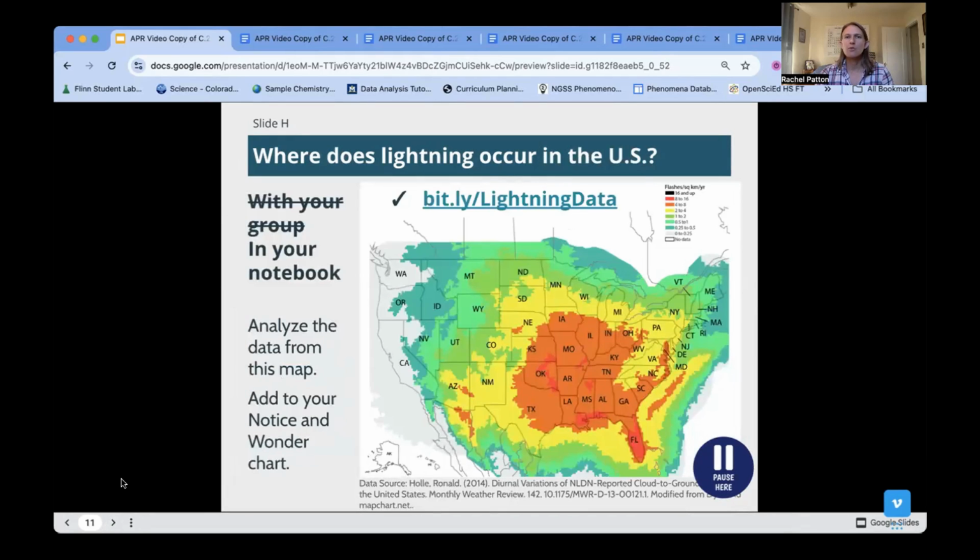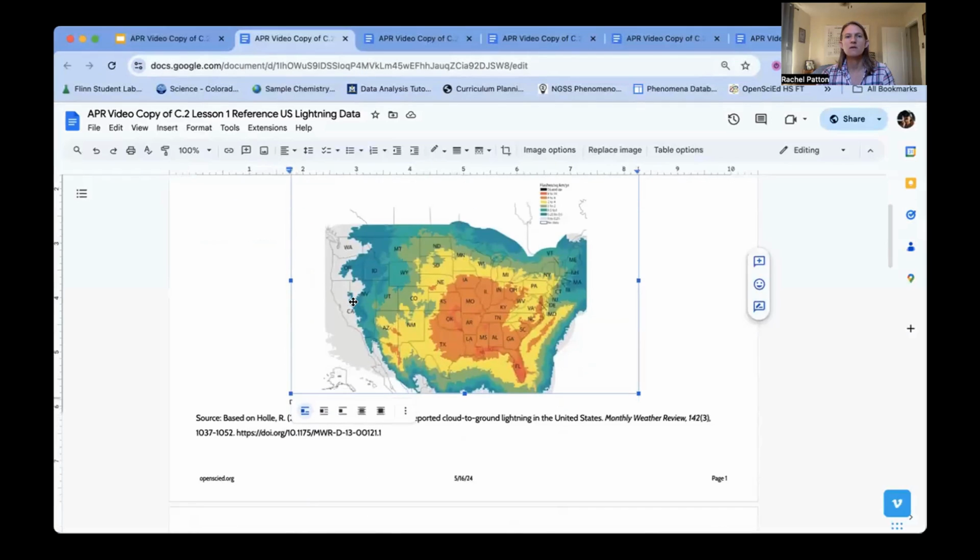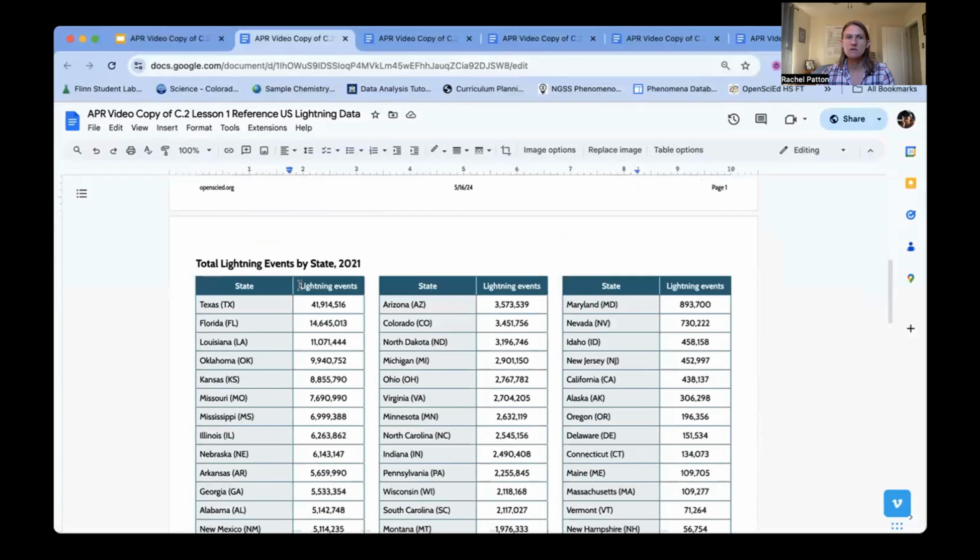Here's some more data about lightning in the United States. If you want to look at this map in a little more detail, this link here will take you to this map. And also on this link, in addition to the map, there is some data. So you can see total lightning events broken down by state.